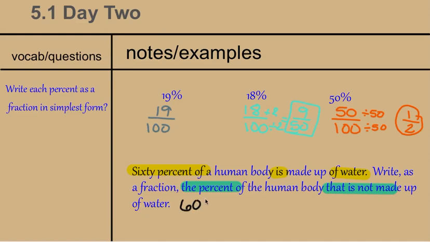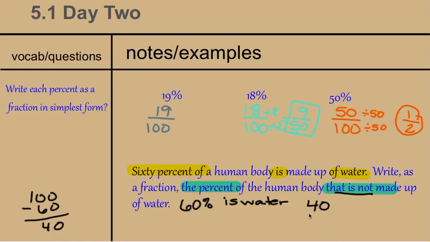If 60% is water, I want to know what is not water. So 100% of me minus 60% of water leaves 40% of other stuff. So then I have to write 40 over 100. I know 10 goes into both of these because they end in a 0. So I'm going to reduce both by 10, and I will have 4 over 10.